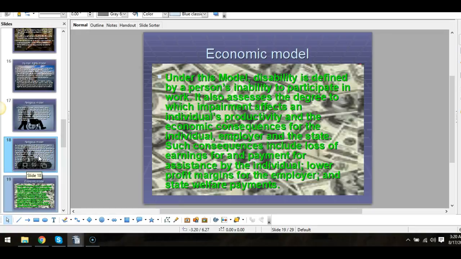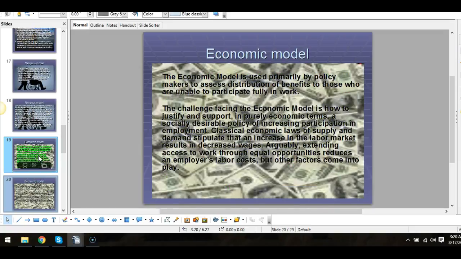Economic model. Under this model, disability is defined by a person's inability to participate in work. It also assesses the degree to which impairment affects an individual's productivity and the economic consequences for the individual, employer, or the state. Such consequences include loss of earnings for and payment for assistance by the individual, lower profit margins for the employer, and state welfare payments. The economic model is used primarily by policymakers to assess distribution of benefits to those who are unable to participate fully in work.